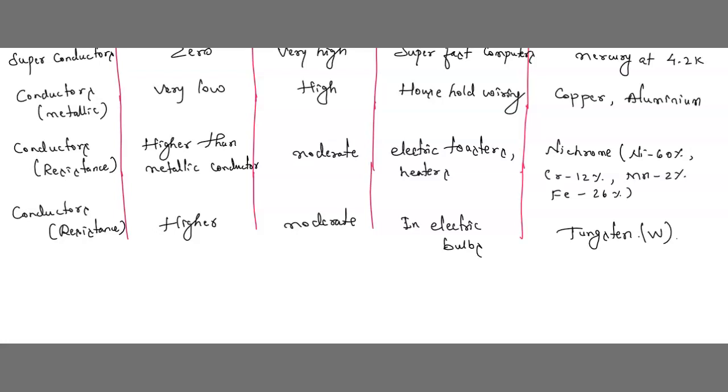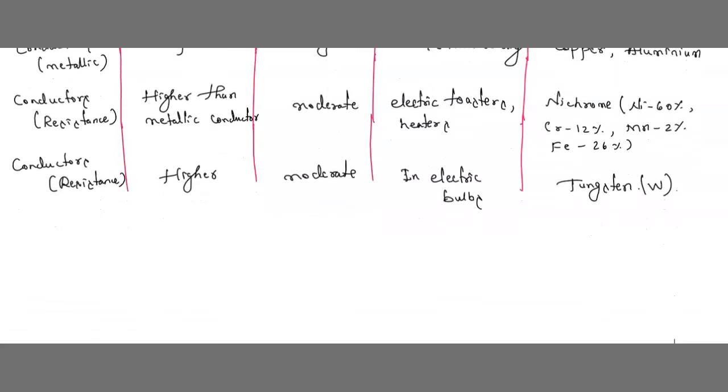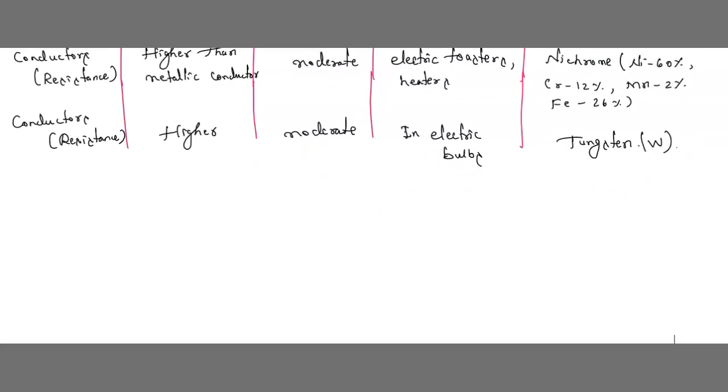Is this clear? Children, one thing you need to remember: when we draw a graph of V versus I, if we get a straight line, then it obeys Ohm's law. But some conductors do not obey Ohm's law. How will the graph be for those? The graph will be like this. You should not forget this graph.